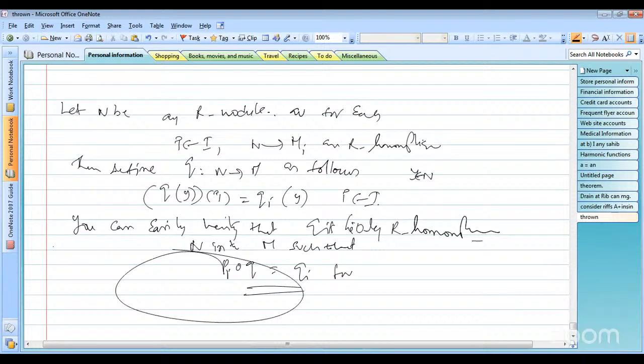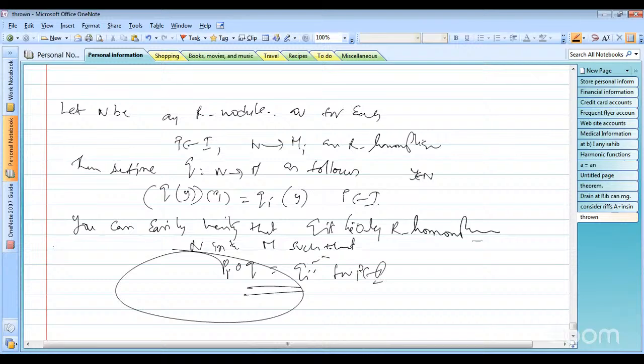Why are we taking N to be any submodule of I? Because we know that a_N stands for M_i, an onto homomorphism. Even though q stands for M_i, y belongs to q of y, so q of y is equal to y_i, and q_i of y belongs to capital I. We can verify that p_i circle q is equal to q_i for all small i belongs to capital I.